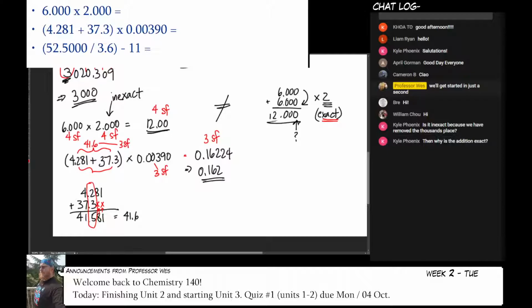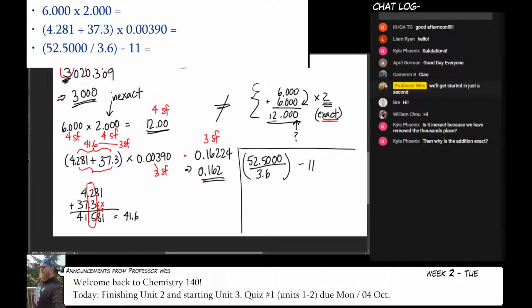All right, let's do this last one, and then I'll talk about what's special about this problem up here. All right, so the last one, we've got 52.5000 over 3.6 minus 11.